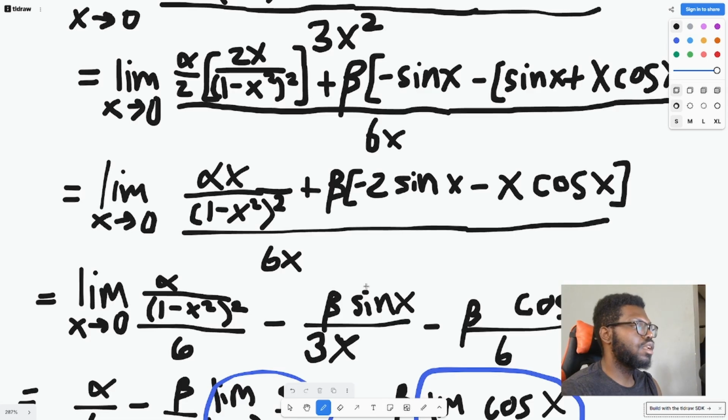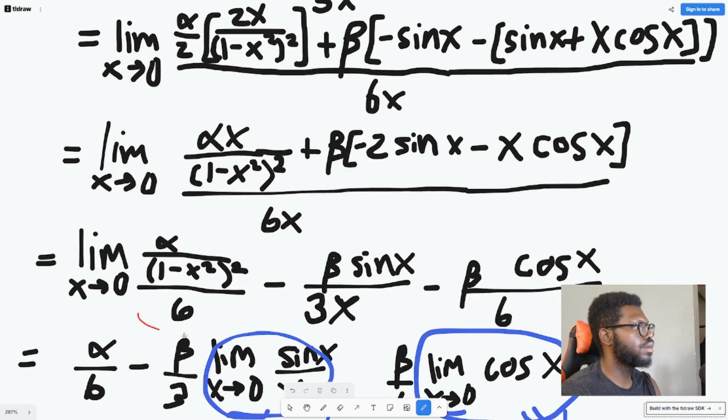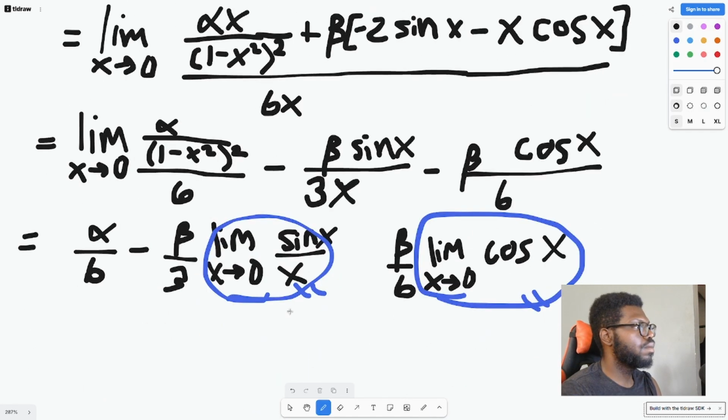And now we can make a little bit more progress. This first term here is just going to simplify to alpha over 6 because we substitute 0 in this expression here, the 1 minus x squared squared. You're going to end up with just 1. Alpha over 1 over 6 is just alpha over 6. But now I want you to pay close attention to the other two terms we have. We have now beta over 3 times the limit as x approaches 0 of sine x over x.